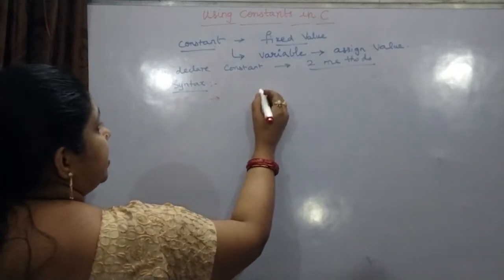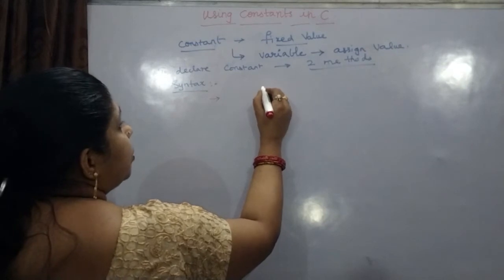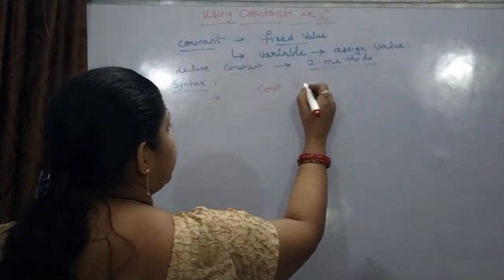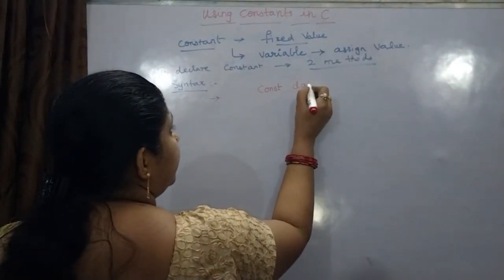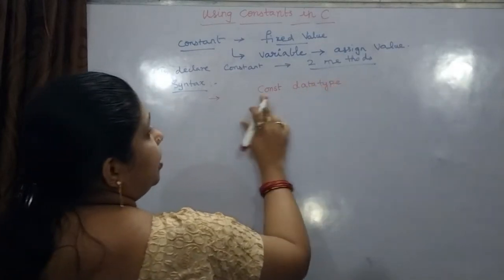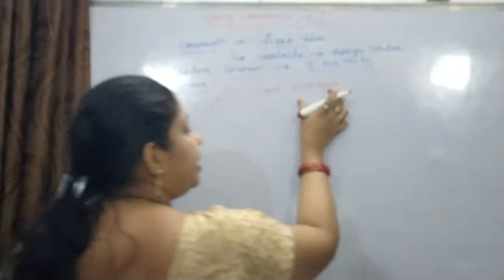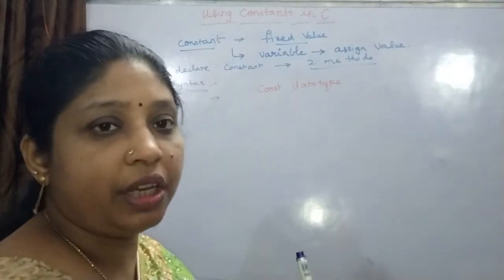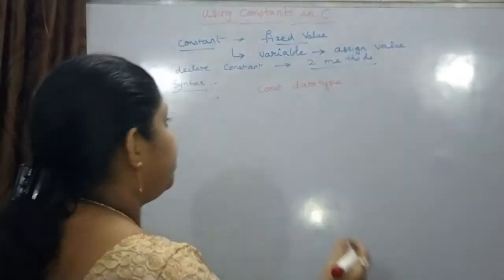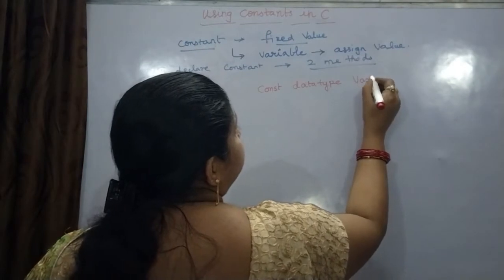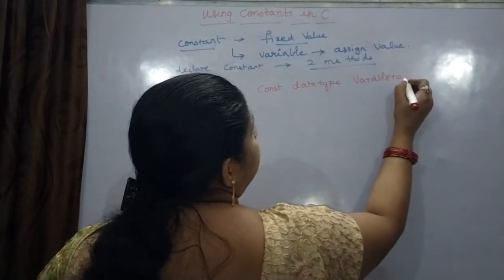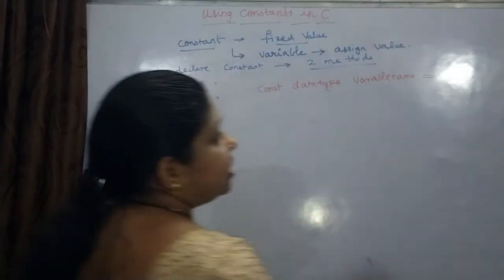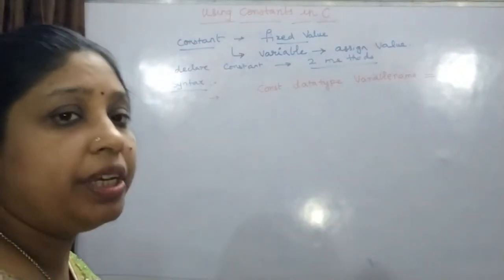How you have to write the syntax: const. This keyword you have to use, then first write the data type, whichever you like, such as float, int, char. Next, write the variable name, and you have to assign the value like this. So this is the syntax to declare the constant.